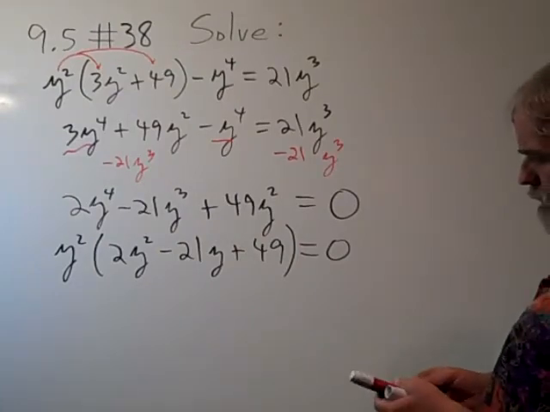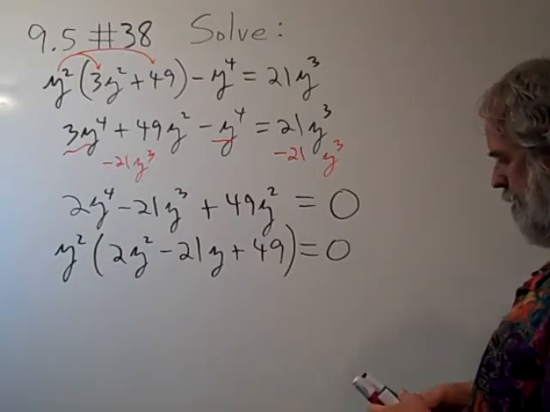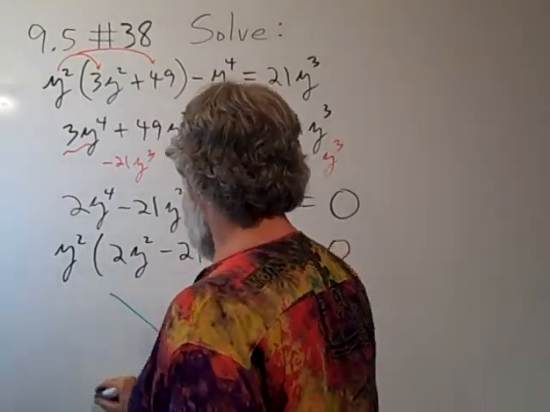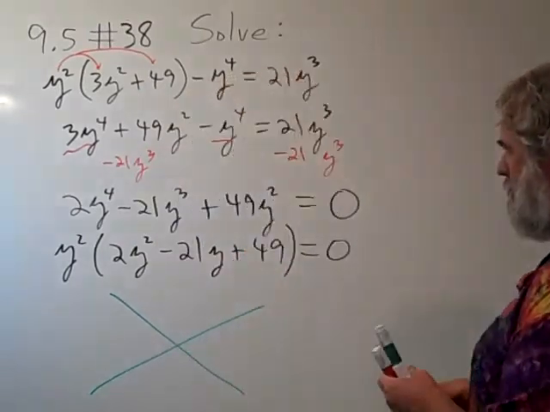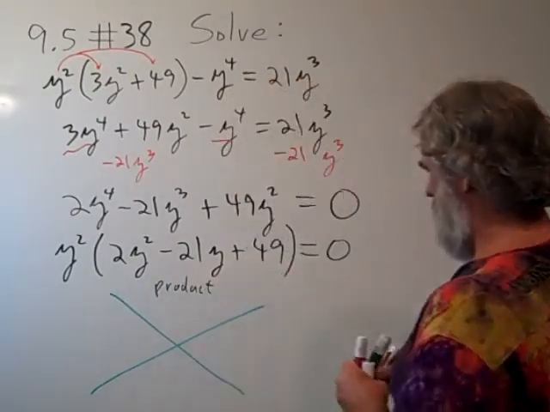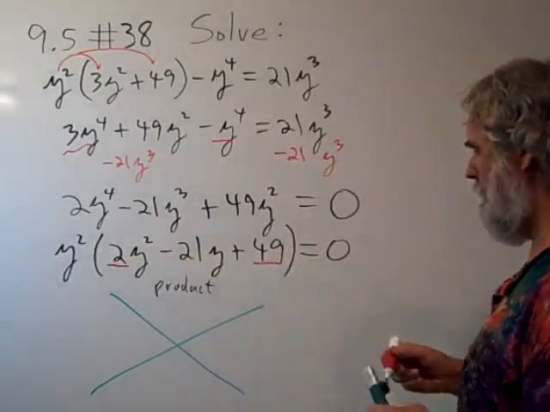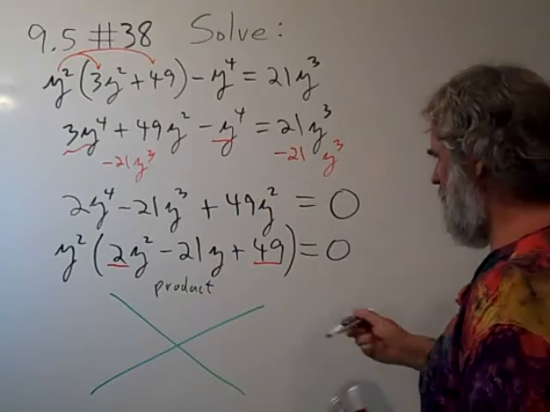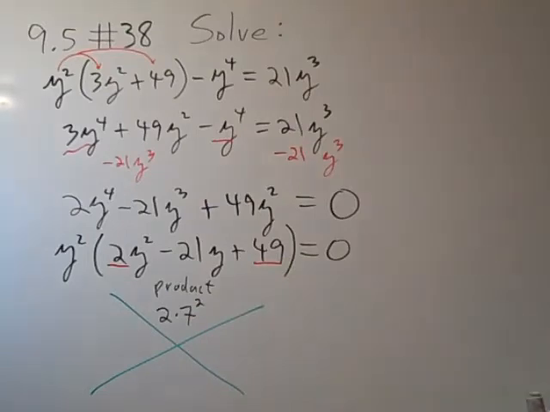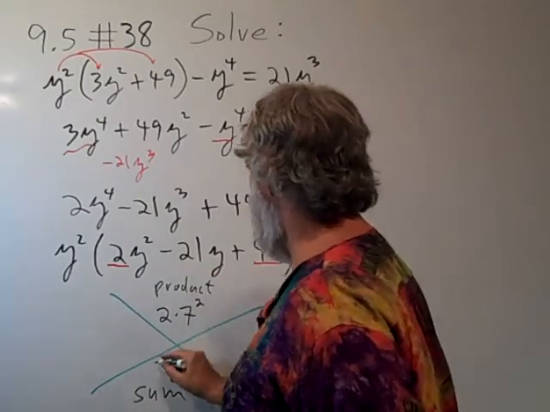So let's see the easiest way to do this one. I'll do it right down here and then I have to erase it, I'm afraid. We're looking for two numbers whose product is 2 times 49. That's 2 times 7 squared, because 7 squared is 49. And the sum of the two numbers we're looking for is 21.